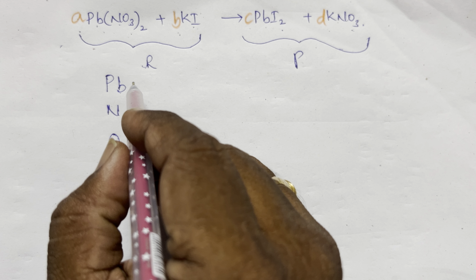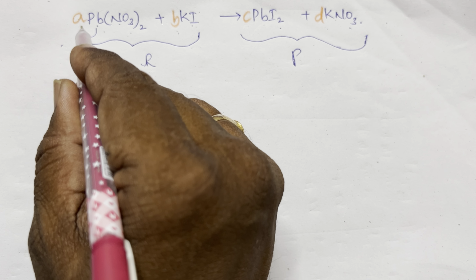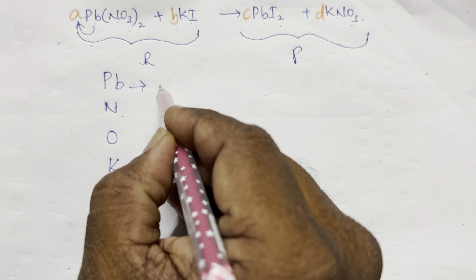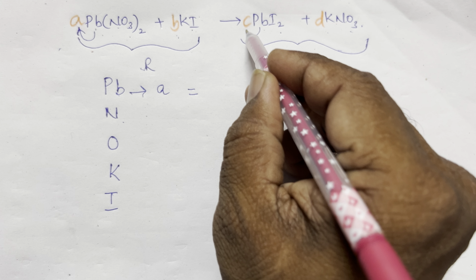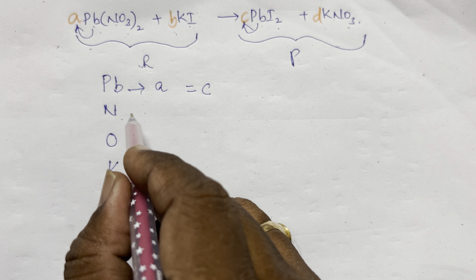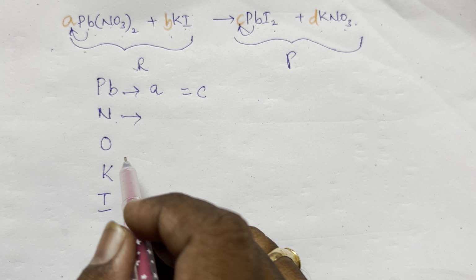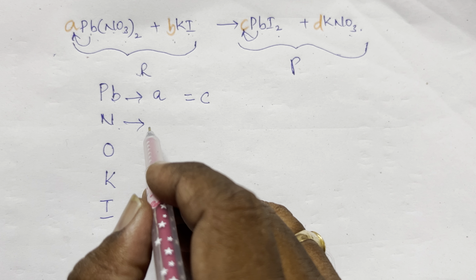Taking that into consideration, we go with lead first. It is only one lead with A. So we take A on the reactant side and equate it to one lead in the products, which is C. This is the first equation. The algebraic method is making equations and then substituting the A value and B value. So now let us go back.